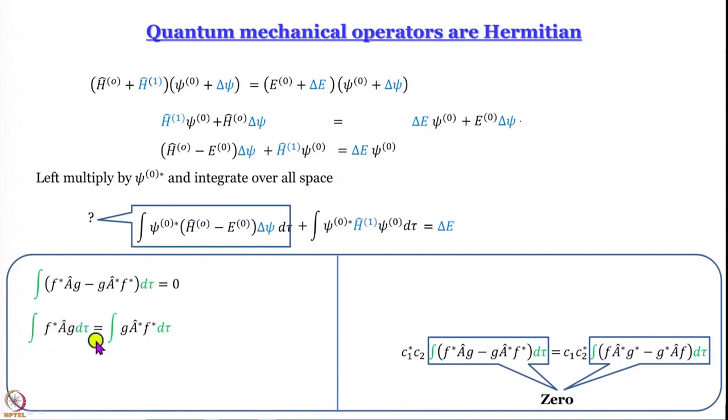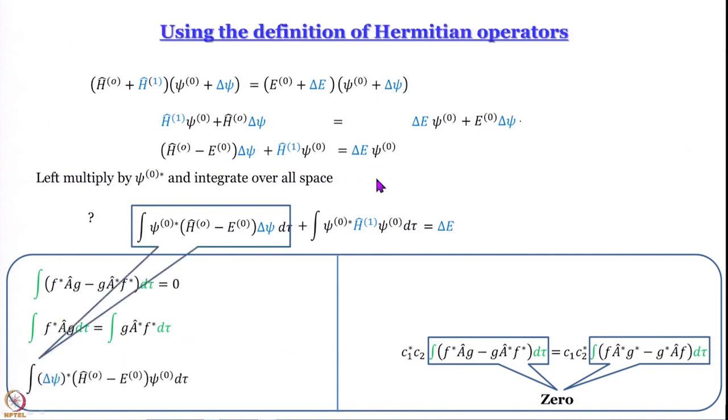I have an operator operating on a function left multiplied by another function. What it says is that within the integral sign, you can just interchange the two functions, right. Instead of f star, now f star will come here, g will go there. So, this is what we get. So, using this expression, we get delta psi star multiplied by H 0th minus E 0th. Now, H 0 complex is okay, E 0th complex is E 0th, H 0th complex does not make a difference. So, H 0th minus E 0th operating on psi 0 d tau.